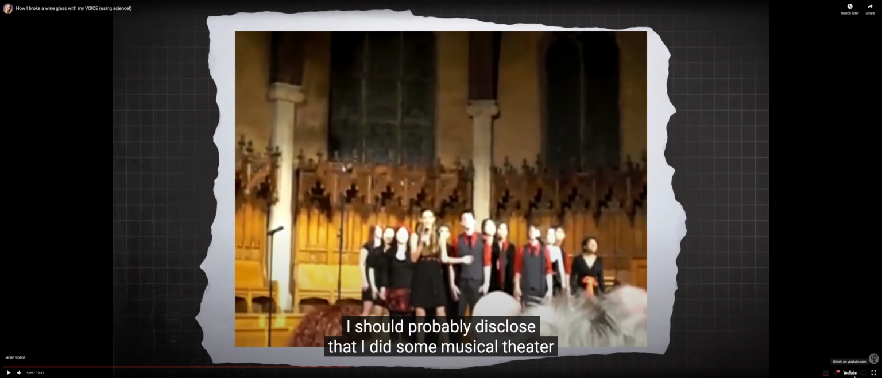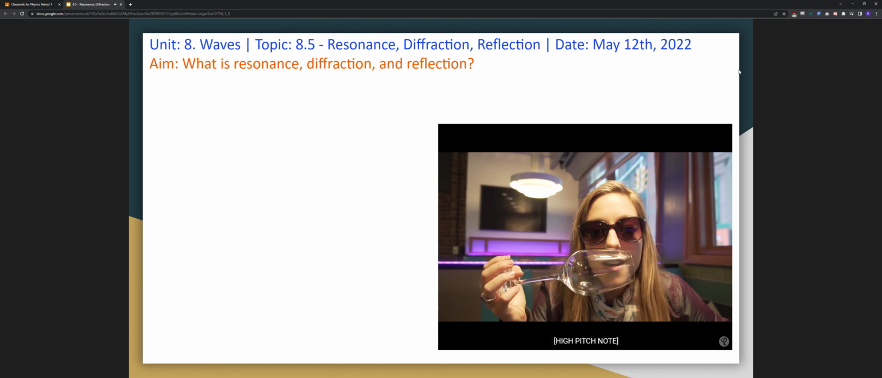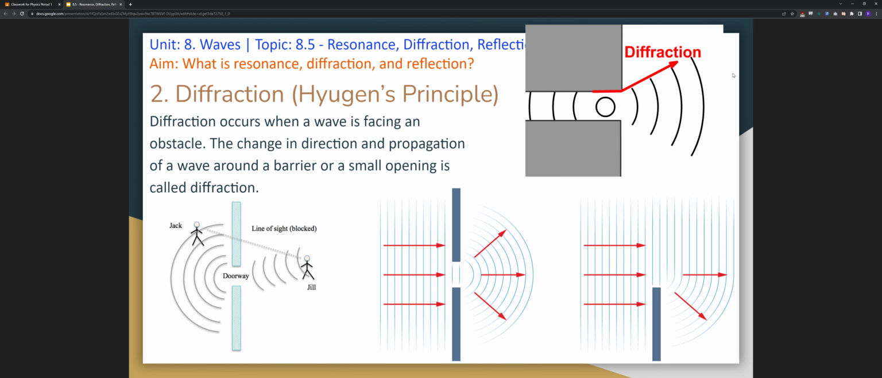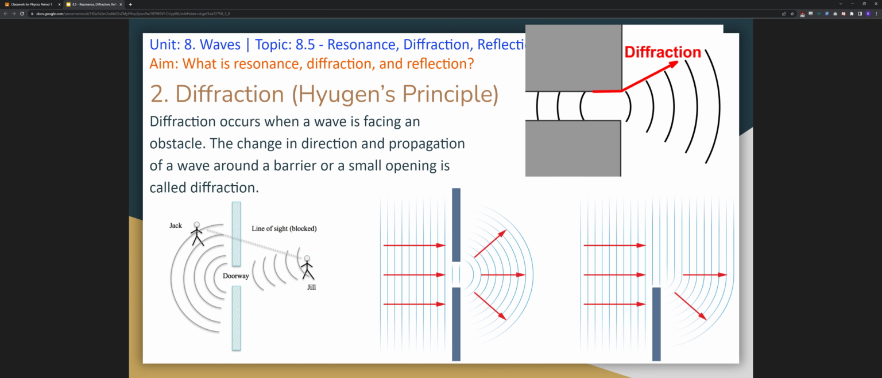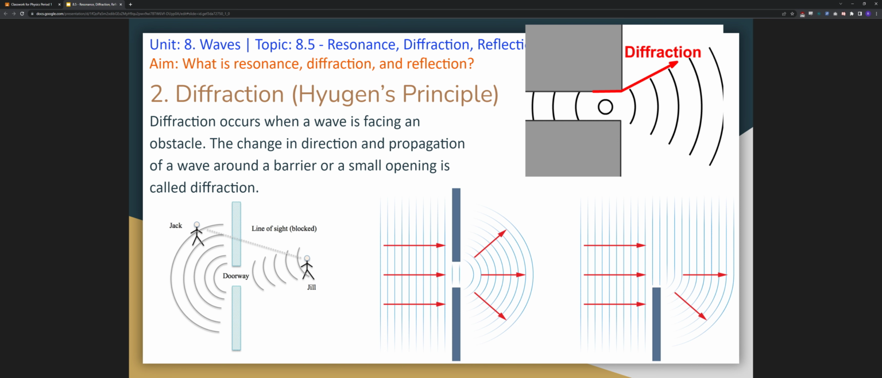All right. So then you have to match the resonant frequency, the natural frequency of whatever object you're trying to break. Otherwise, the waves won't be in sync, they won't constructively interfere, they won't add to each other, and you won't have enough of an amplitude.